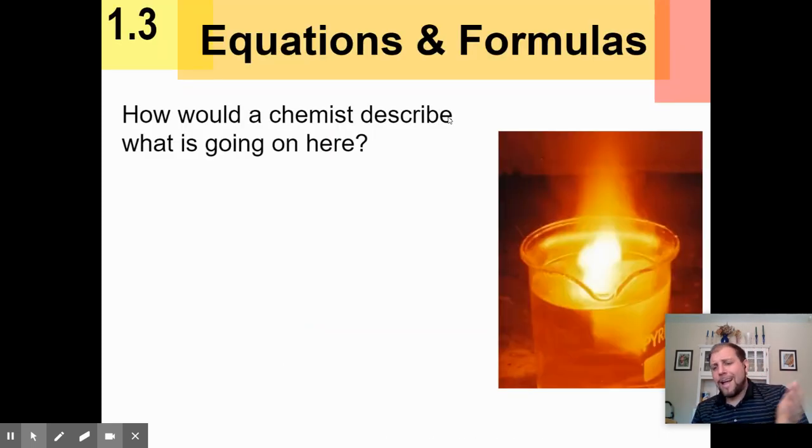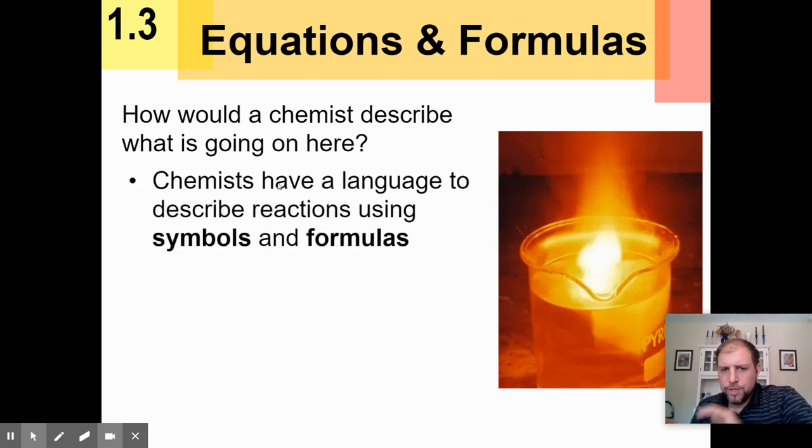Okay. Now, how would a scientist describe that chemical reaction? Because it's a bit of a mouthful to always have to say sodium metal combined with water reacted to form sodium hydroxide and hydrogen gas. It's a mouthful, all right? What chemists do is they have a specific language to describe chemical reactions using symbols and formulas, okay?